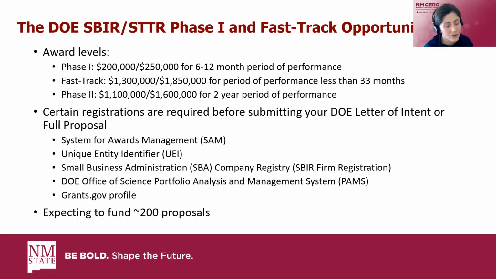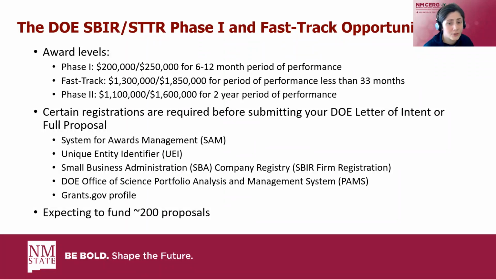For fast track, you can see their ceilings are phase 1 and phase 2 added together. So it really is reinforcing this idea that fast track, they really want you to think about your phase 1 and phase 2 in a whole complete picture. But for fast track, the award ceilings are at 1.3 million and 1.85 million for a period of performance that is less than 33 months. DOE allows extensions, but that is a conversation you would have to have with your contracting manager.